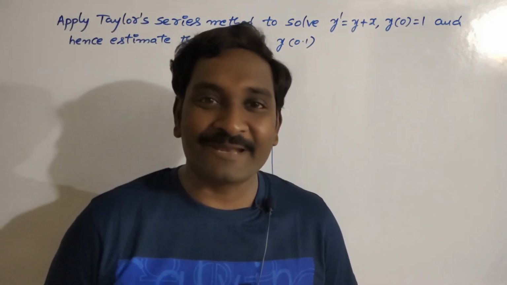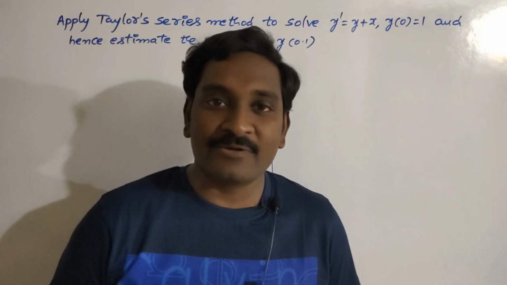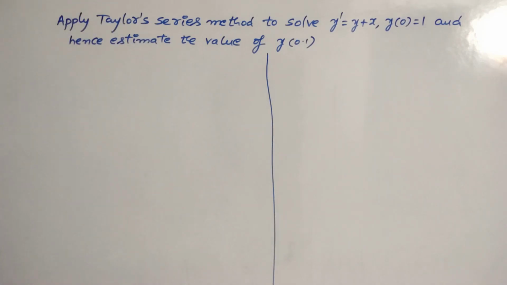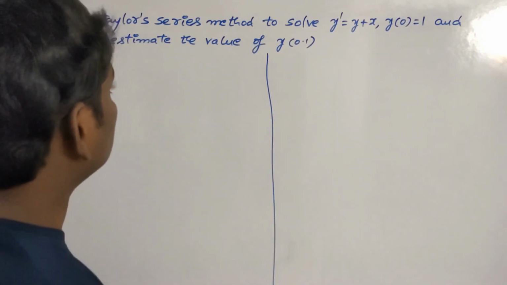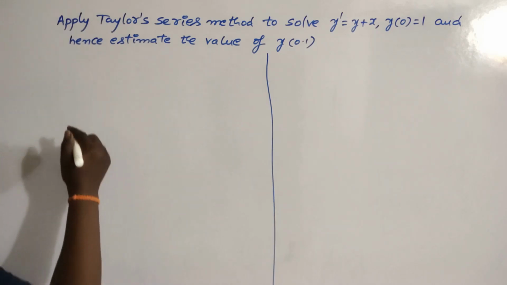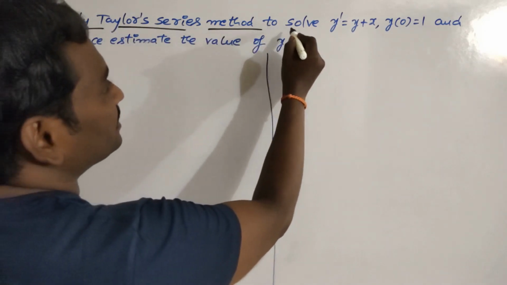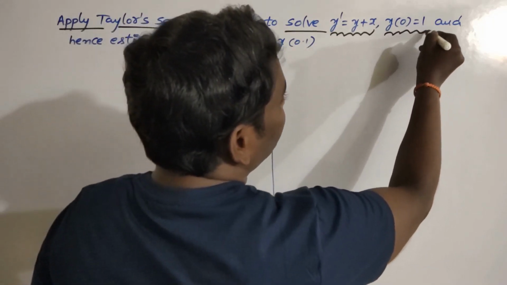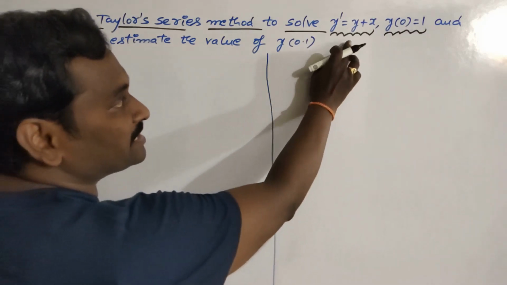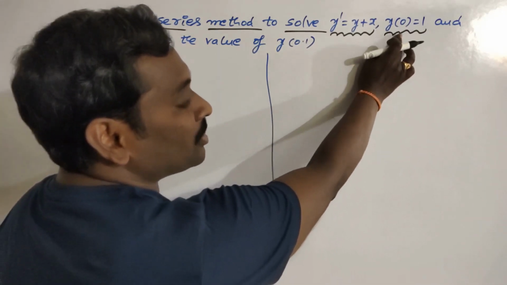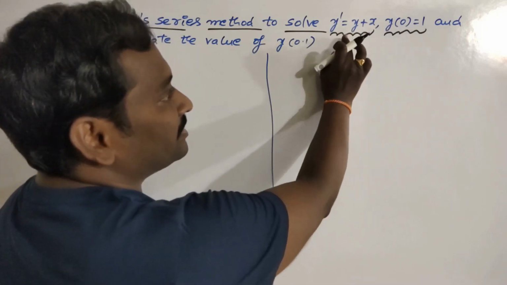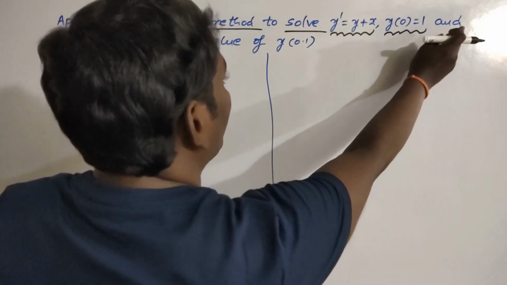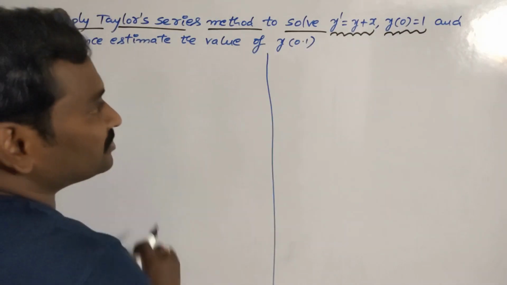In this video, I would like to explain another example on the Taylor series method, which is used to solve the given initial value problem. Already, earlier we discussed some problems on Taylor's. In this video also, I will give another example. Apply Taylor series method to solve y dash is equal to y plus x with the condition y of 0 is equal to 1. This is the first order differential equation and this is called the initial condition. Already you know that a differential equation of first order together with the condition is called an initial value problem. After that we have to estimate the value of y of 0.1.